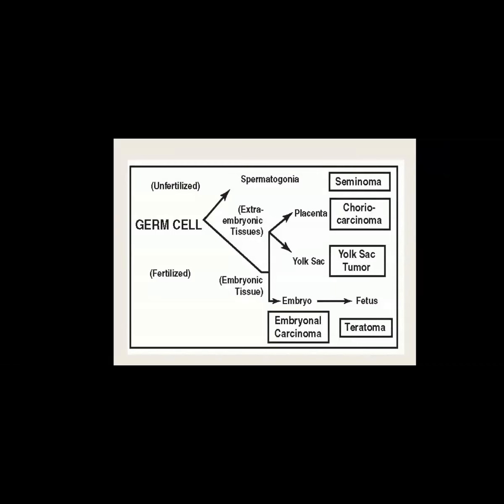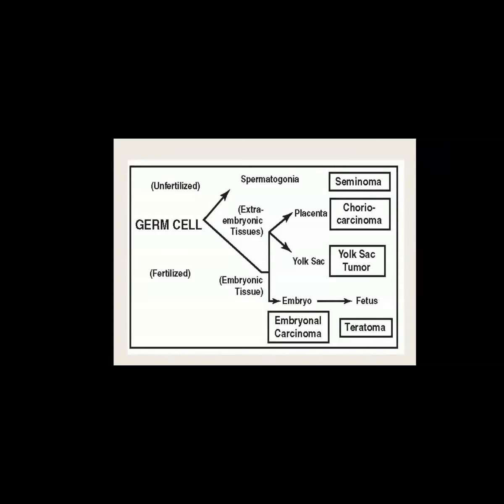From that, the embryonal aspect, embryonal carcinoma and teratoma, we have finished. Now we'll move on to the next segment of germ cell tumors, those derived from the extra embryonic tissues. So what are the components that may be there? It may be the placenta or the yolk sac. I have already told you.